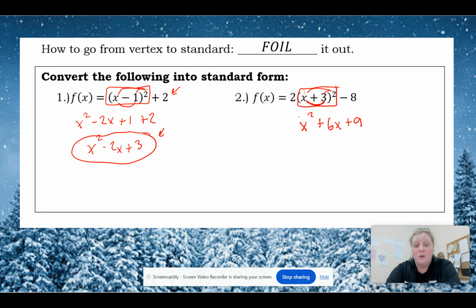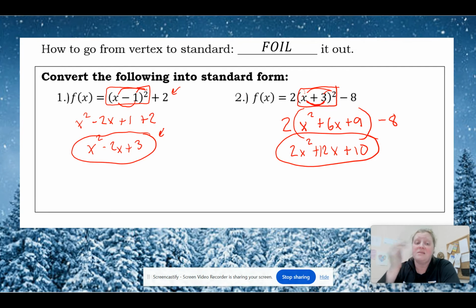Now that I have FOILed, I'm going to go ahead, put that in parentheses, put that 2 back out front, and bring down my minus 8. And then I can go ahead and finish up the problem. We're going to distribute. Now 2 times 9 is 18, but then you're going to subtract 8. So that's going to make 10.